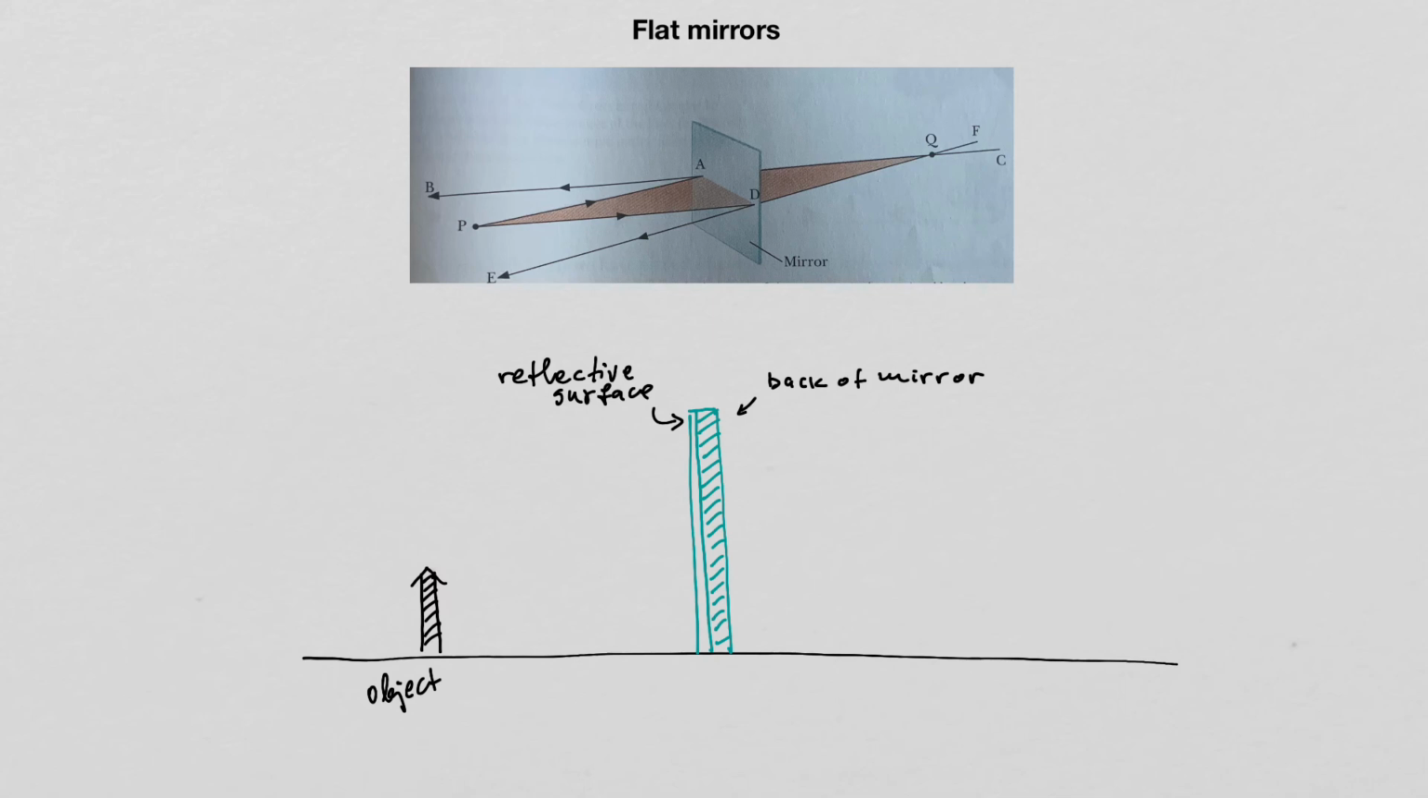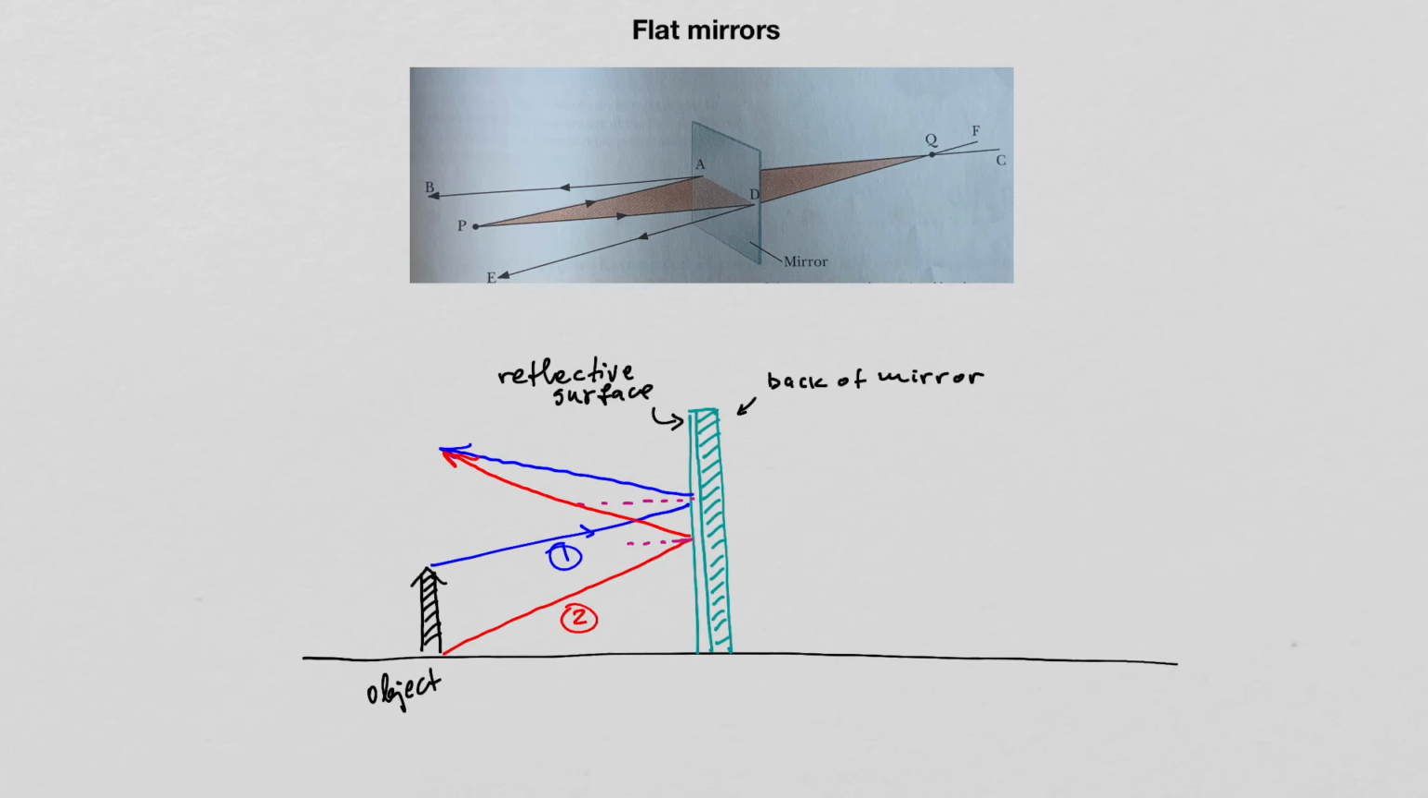Let's illuminate this object with light, and let's look at two light rays that are reflected from this object. Light ray number 1 is reflected from the very tip of the object, hits the mirror, and then according to the law of reflections, the angle of incidence should be equal to the angle of reflection, and so therefore, after reflection, the light ray passes in that direction.